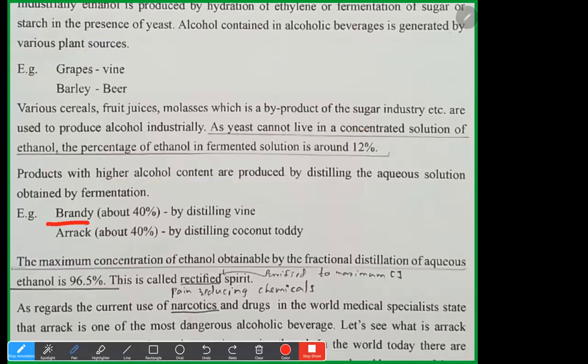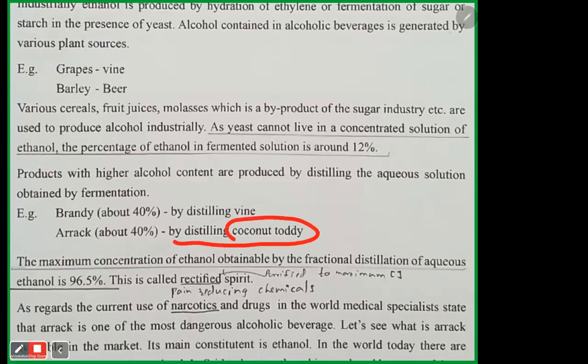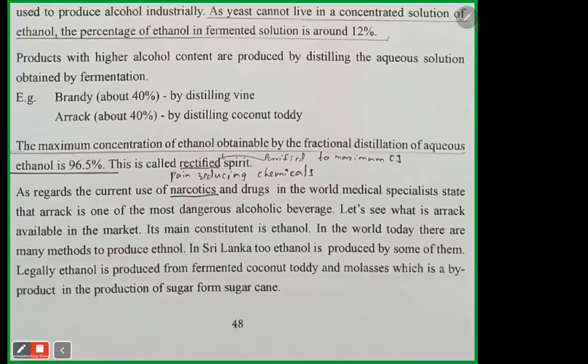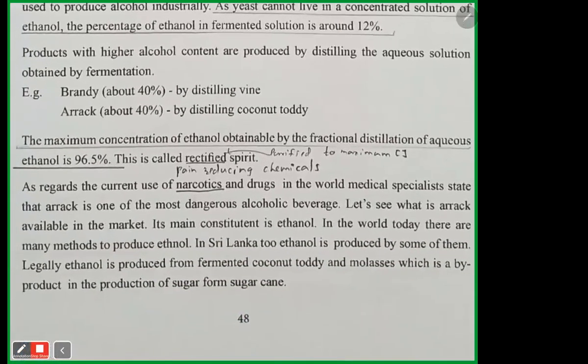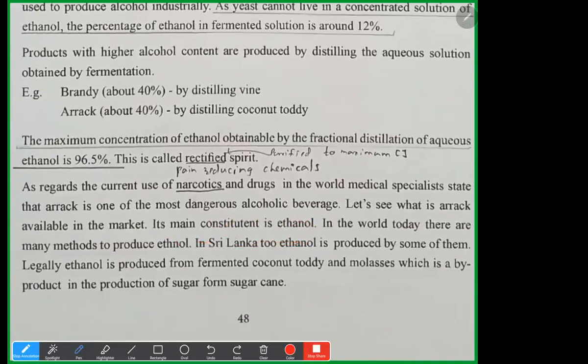In brandy, it's about 40%, made by distilling wine. Arrack is also about 40%, made by distilling coconut toddy. The maximum concentration of ethanol obtainable by the fractional distillation of aqueous ethanol is 96.5%. This is called rectified spirit, purified to the maximum concentration.